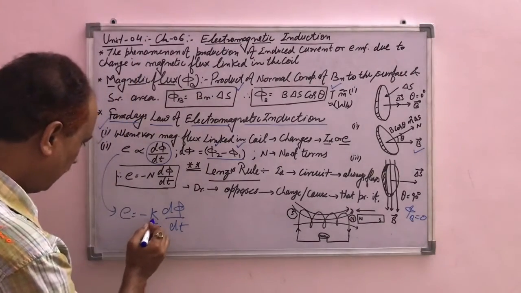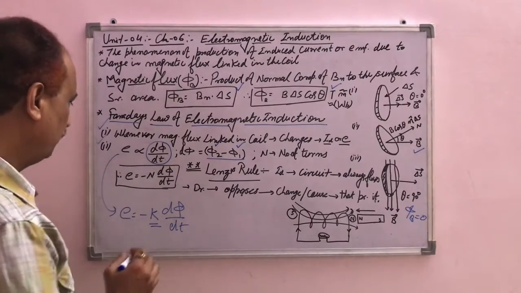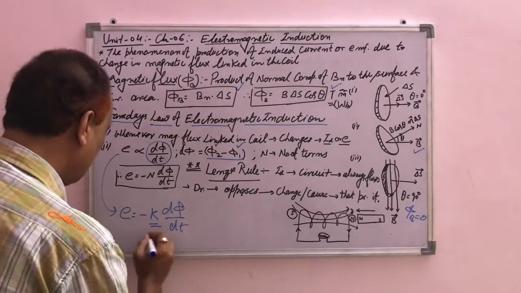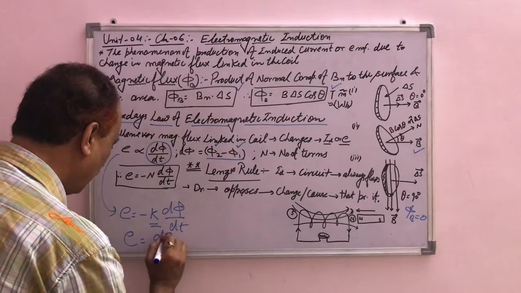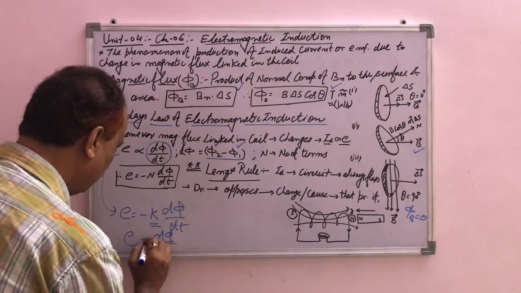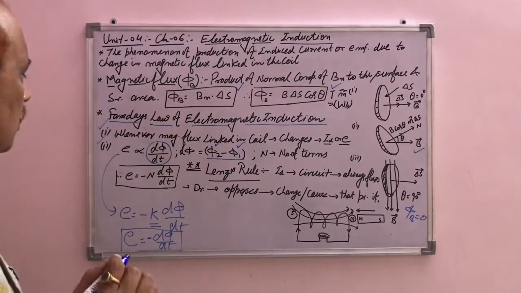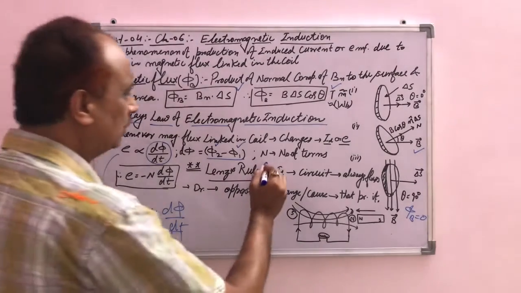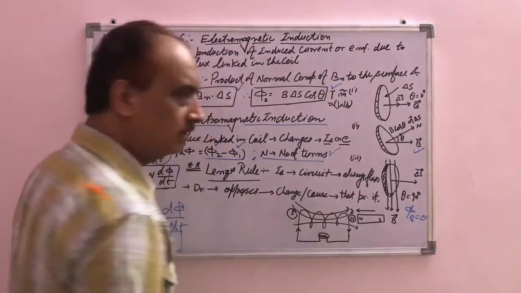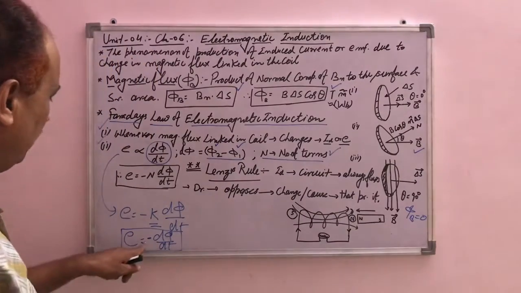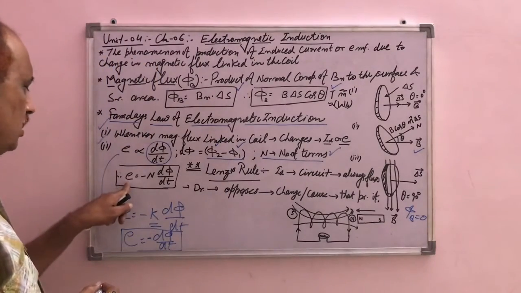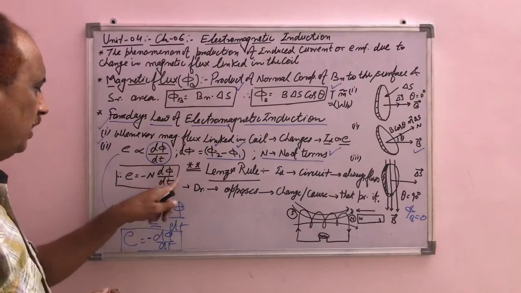So the value of k is equal to 1. So we can write the formula E equal to minus d phi over dt. This is the formula of the induced EMF produced in the coil. But if n is the number of turns in the coil, we have to multiply by n. So we can write E equal to minus n d phi by dt.